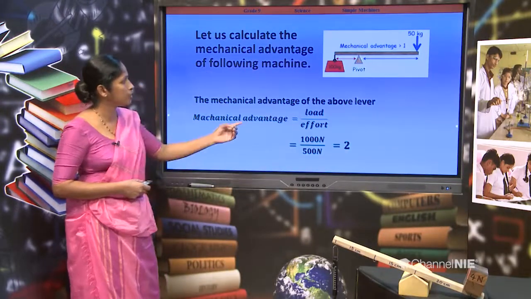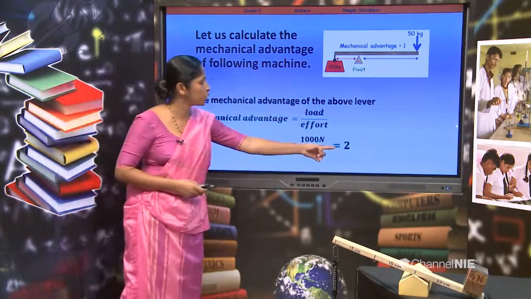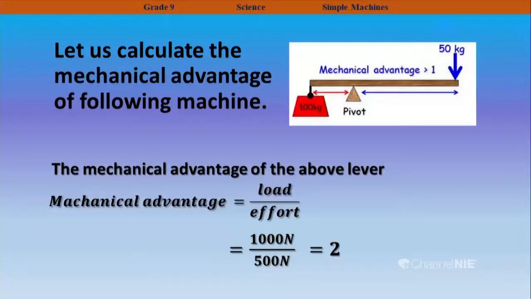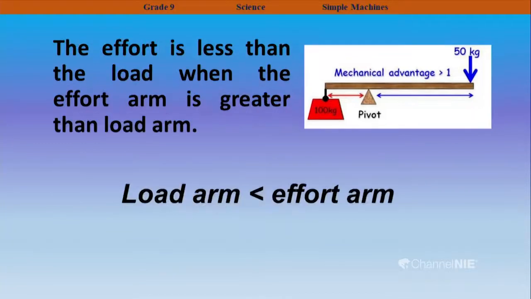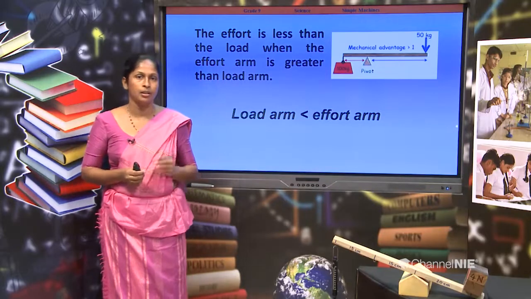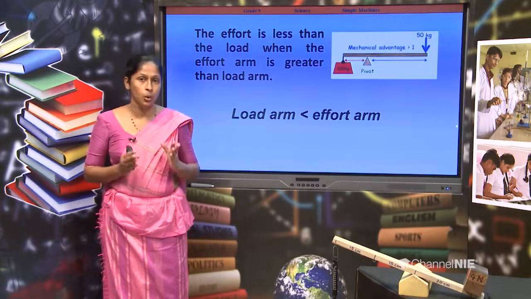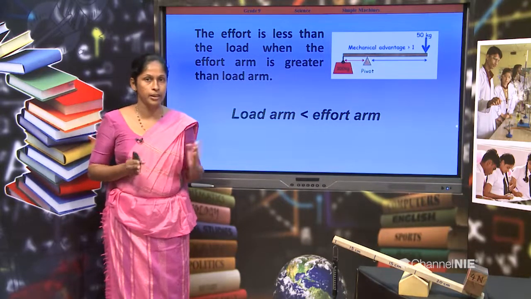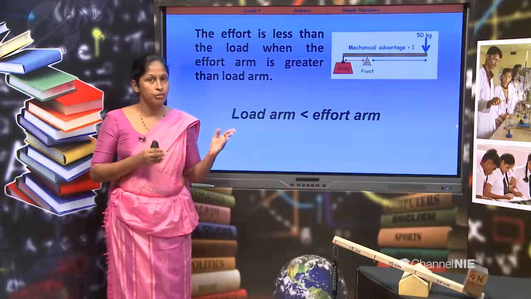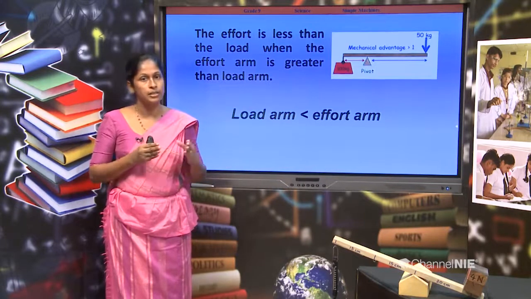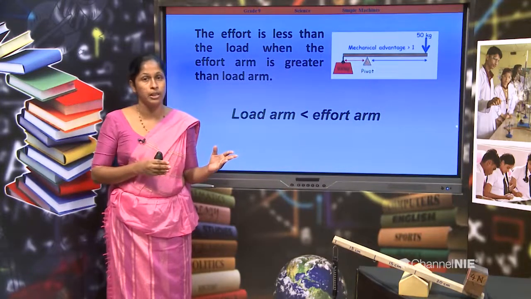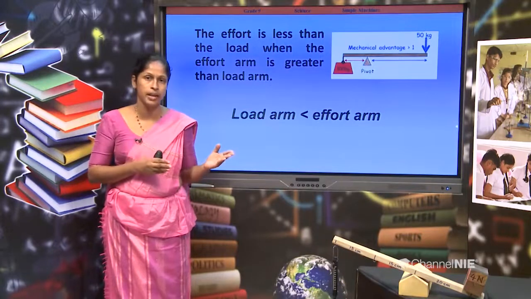Let us go to the previous activity. We got 2 for the mechanical advantage. In this activity, the load arm is less than the effort arm. So, now it is clear that when the load arm is less than the effort arm, the force exerted is less than the load. That means the effort is less than the load.